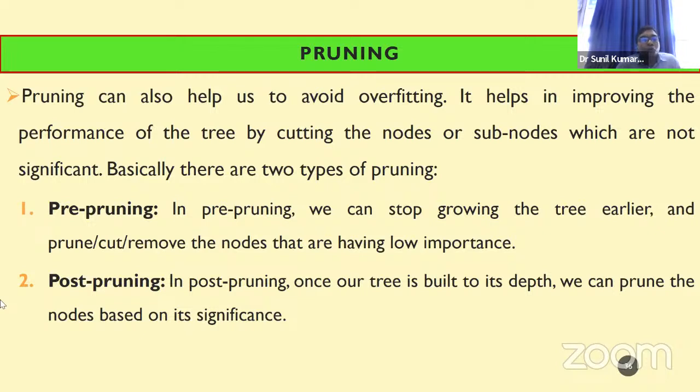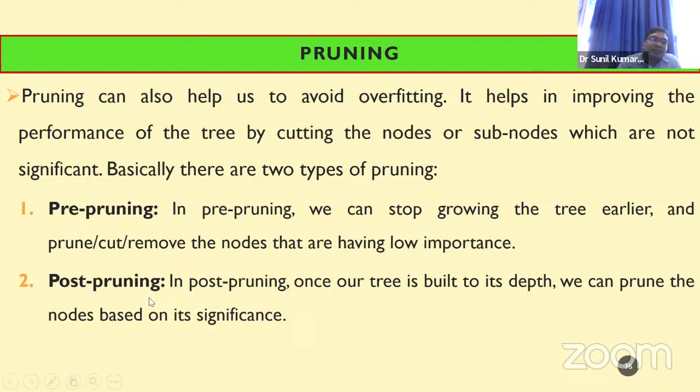Now, pruning can also help us to avoid overfitting. If you look at the pruning of plants, we cut the branches of the tree in the garden. Similarly, in the decision tree, pruning means we are dropping edges. It helps in improving the performance of the tree by cutting the nodes or sub-nodes which are not significant. Significance is derived on the basis of information gain or impurity measures.